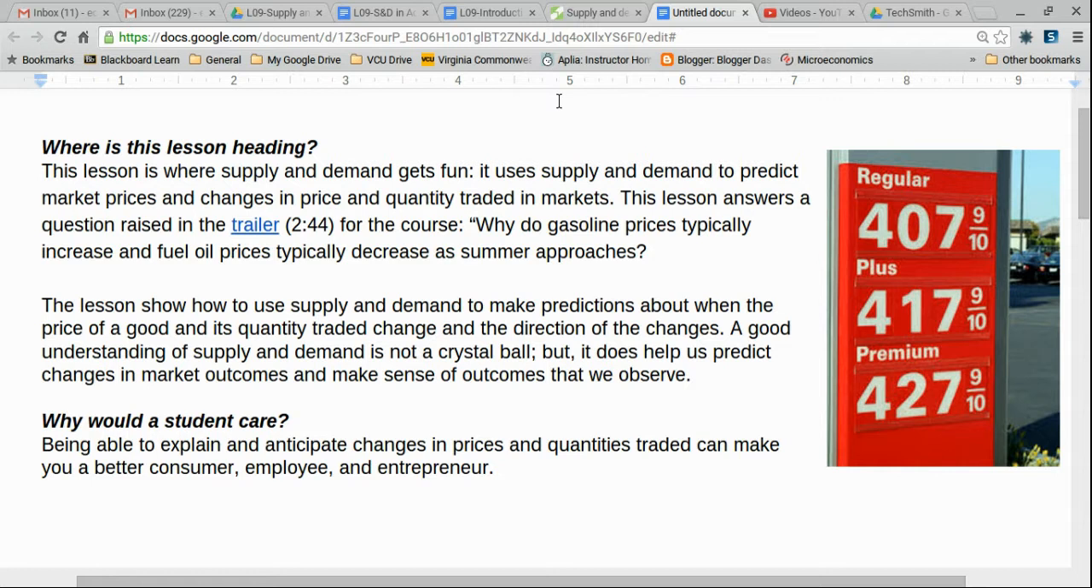The lesson shows how to use supply and demand to make predictions about when the price of a good and its quantity traded change and the direction of the changes. A good understanding of supply and demand is not a crystal ball, but it does help us predict changes in market outcomes and make sense of the outcomes that we observe. You might care about this because being able to explain and anticipate changes in prices and quantities traded can make you a better consumer, employee, and entrepreneur.